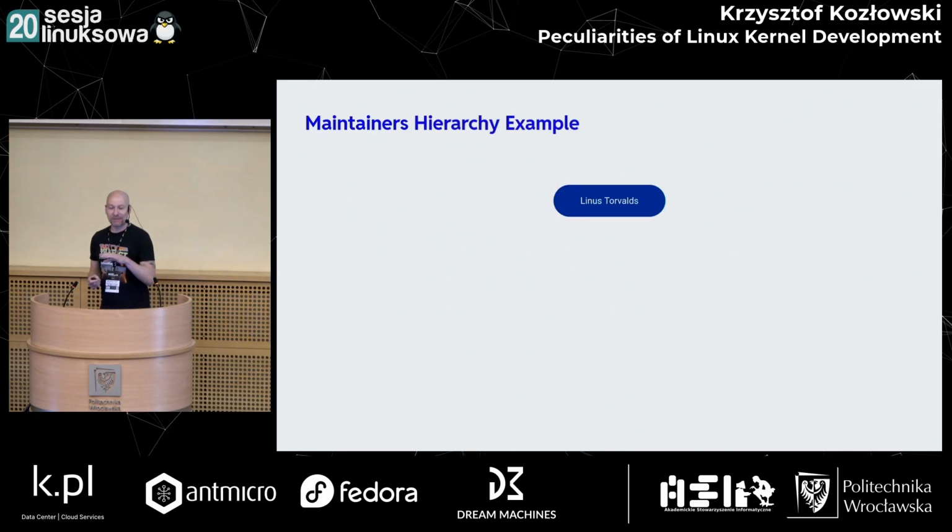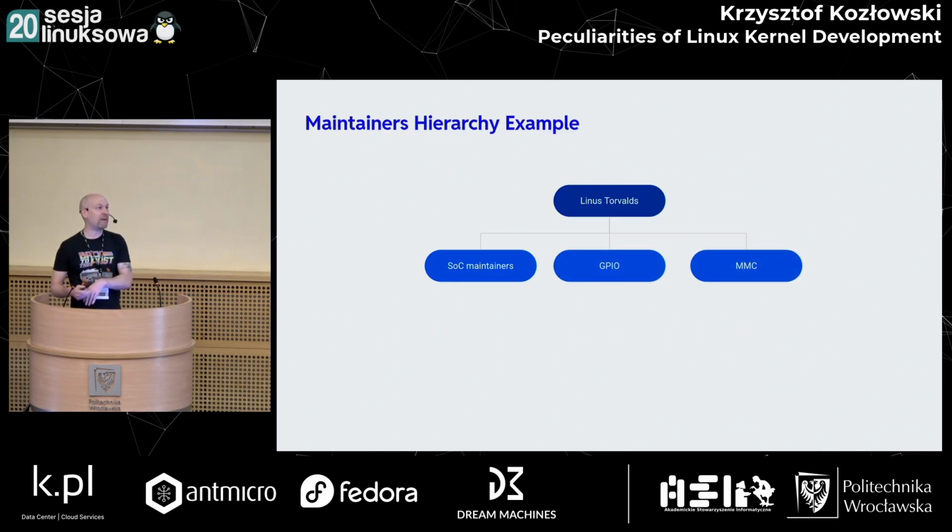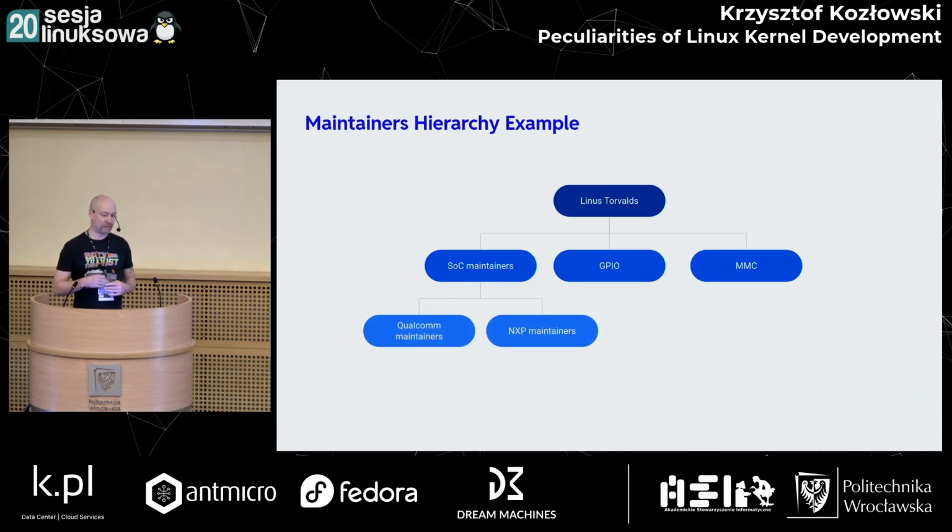Still about this hierarchy, we start from the root, which is Linus Torvalds. He takes code via pull request or merge request from other maintainers. Such maintainers, for example the SoC maintainers, take care of all system on chips, the GPIO subsystem, MMC subsystem, networking subsystem, and many others. And they can have other sub-maintainers. In this case, the SoC maintainers group all of the SoCs, so obviously they take from the Qualcomm maintainers, NXP, and others.